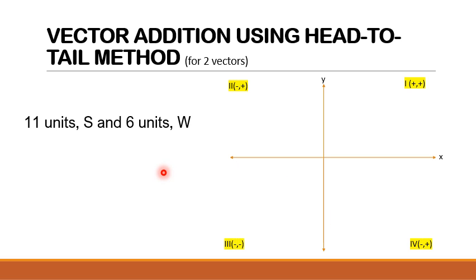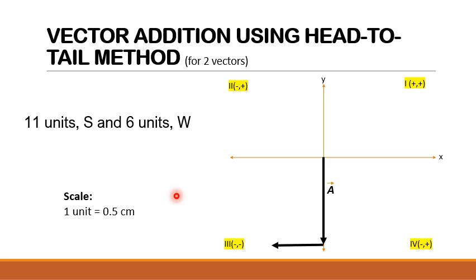Make sure you scale first. Given 11 units, you cannot represent everything if it cannot fit in our paper. So make sure you scale or provide a legend. For 1 unit in this example, it's equivalent to 0.5 centimeters. Let's say we already had 11 units south represented by a vector A. That's 11 units. And then 6 units to the west.